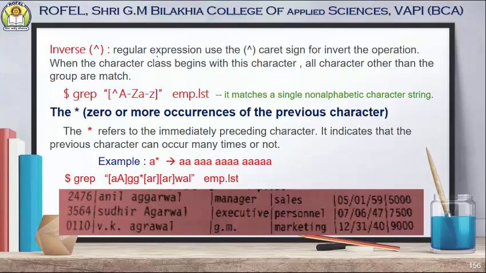Caret sign is working like an inverse. That means you can write caret sign in the square bracket, then it will match all the characters except the square bracket characters. Inverse kaam karega. So the caret is one kind of regular expression, and when the character class begins with this character, all the characters other than the group are matched. Jo square bracket mein nahi honge wo sab match honge, jo square bracket mein honge uske alawa baki sare character match karega. So the caret sign performs an inverse role in grep.